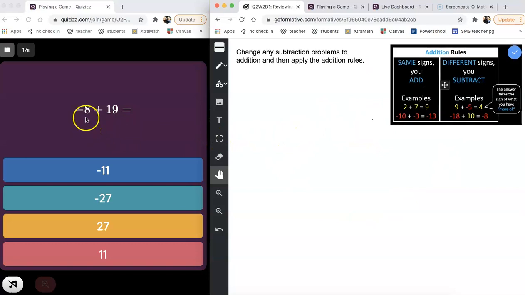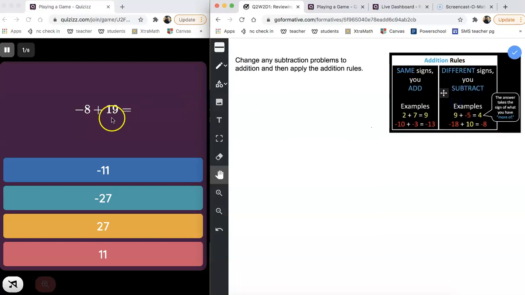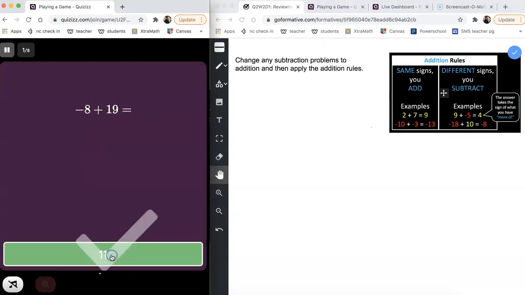So here's the first problem, -8 plus 19. So I look first and I see that this is already addition. If it's already addition, you do not need to change it, you just apply the addition rules. So my addition rules say, same signs you add, different signs you subtract. Well, these are different signs. This is a -8, this is a +19, so signs are different, we subtract. And 19 minus 8, I already know in my head is 11, so I don't have to show any work. And then I need to think about, is it a -11 or a +11? Well, I have more positives. I have 19 positives, only 8 negatives. So my answer is +11.